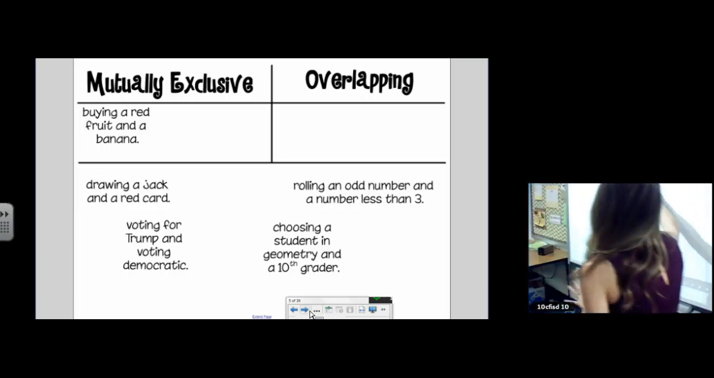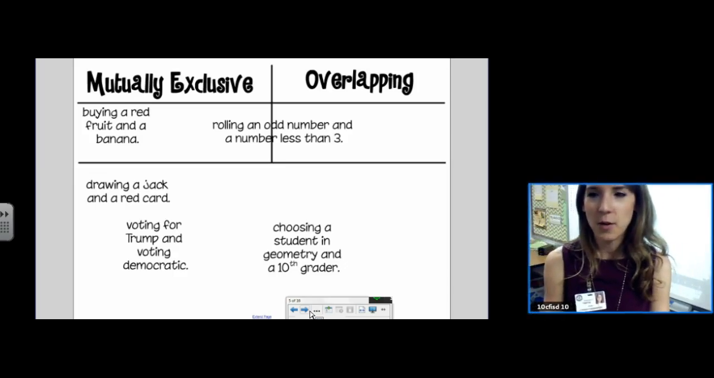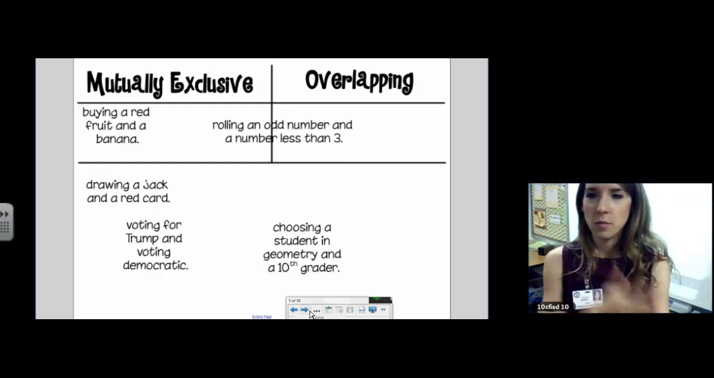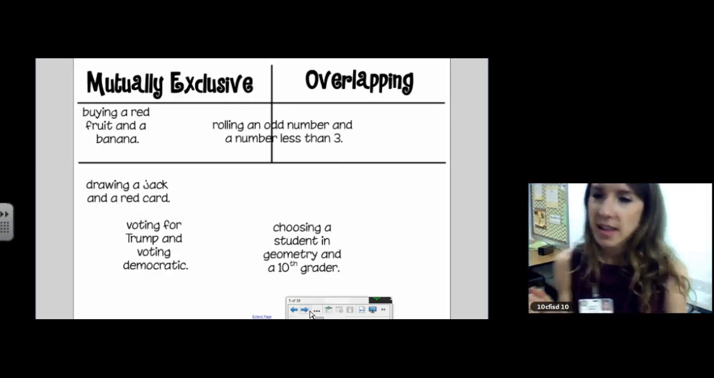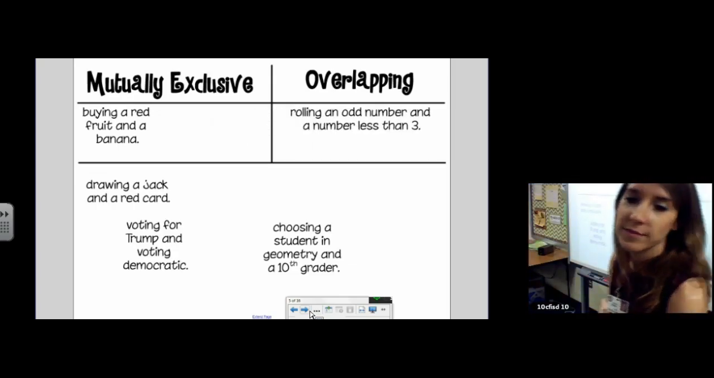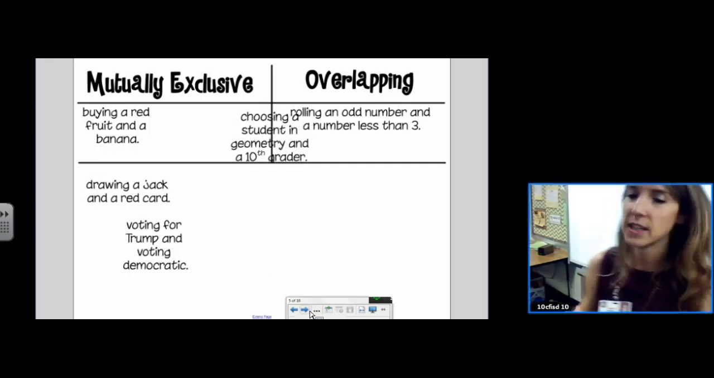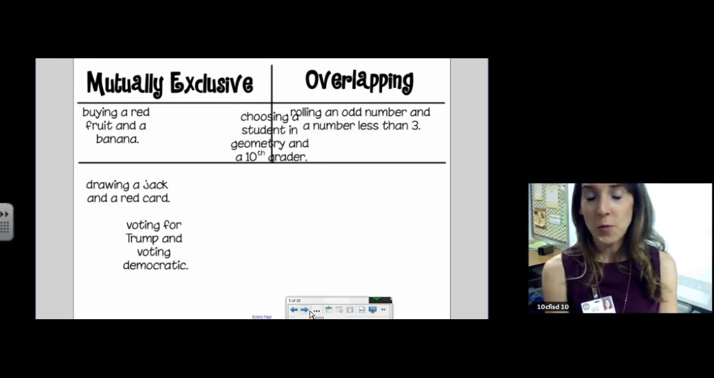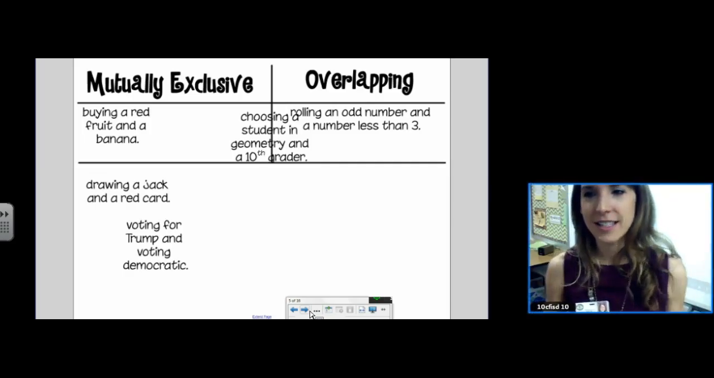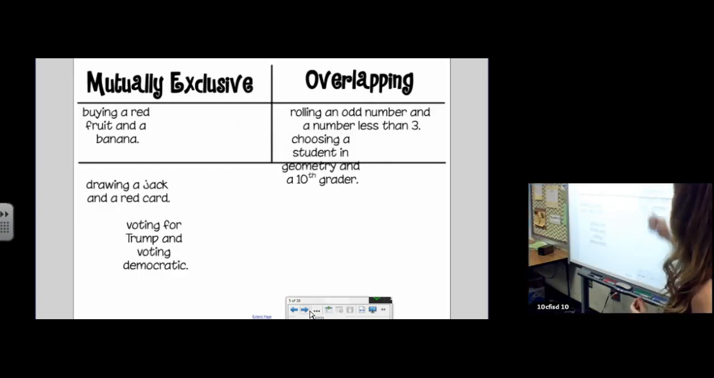Okay, next one. Rolling an odd number and a number less than 3. Mutually exclusive or overlapping? This is on a number cube from 1 to 6. Yep, there's an overlap. What is the overlap here? 1. Very good. All right. Choosing a student in geometry and choosing a 10th grader. Well, if it was from your class, it would be mutually exclusive, right? But from all of my students, it would definitely be overlapping. I have a lot of students who are 10th graders. So that one goes in.